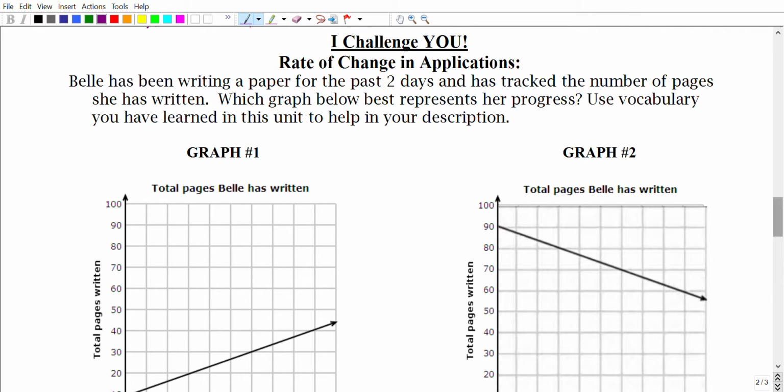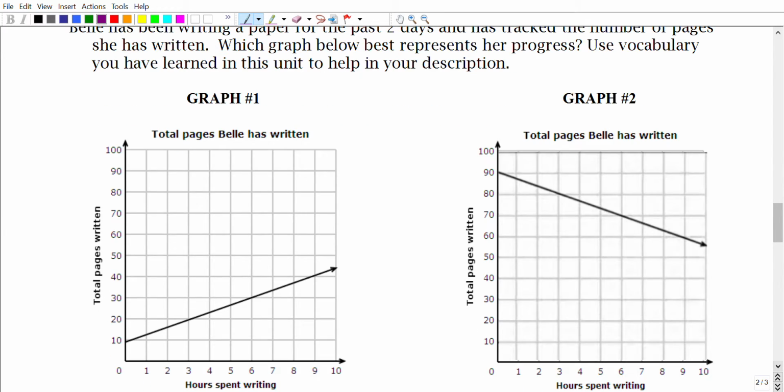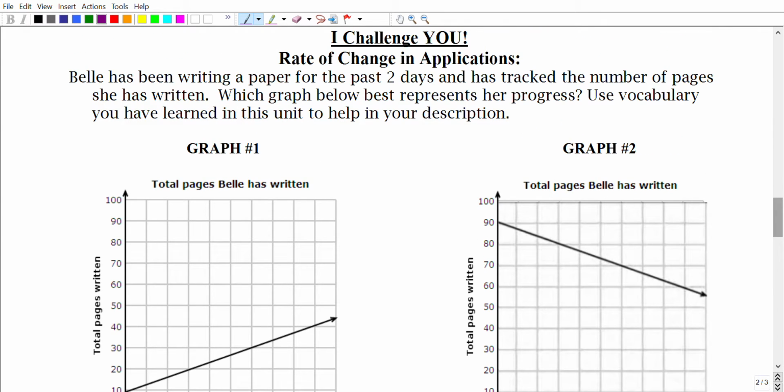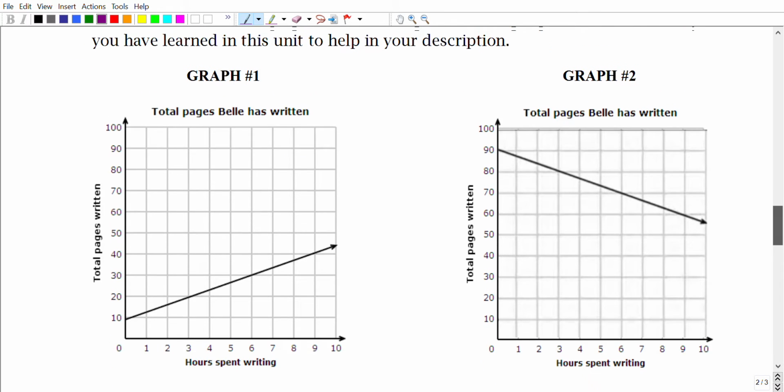It says, I challenge you, rate of change in applications. Belle has been writing a paper for the past 2 days and has tracked the number of pages she has written. Which graph below represents her progress? Use vocabulary you have learned in this unit to help in your description. So once again, let's read the scenario again. Belle has been writing a paper for the past 2 days and has tracked the number of pages she has written. Okay, so let's look at both of these graphs.